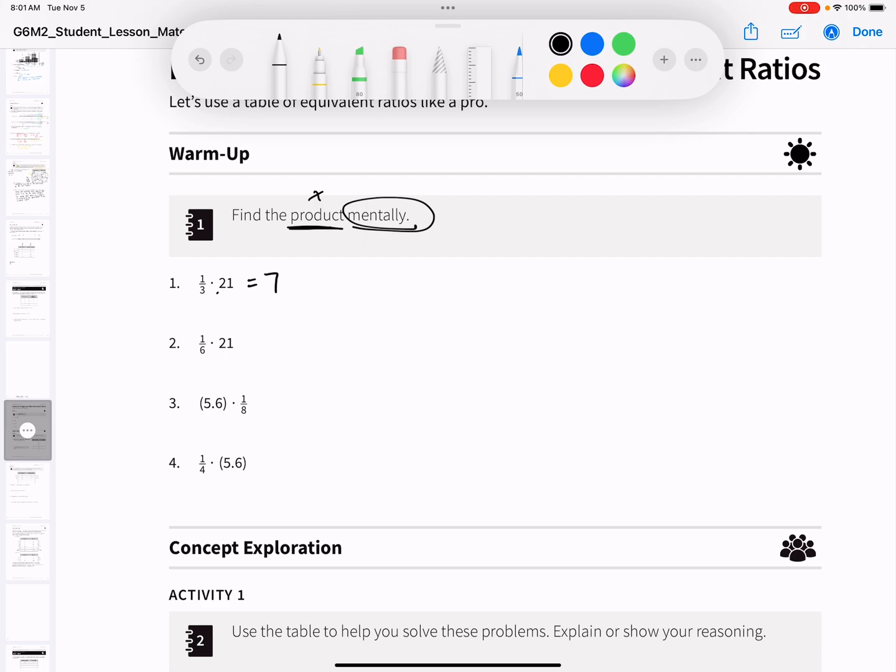Then I have 1/6. I know 1/6 is half of 1/3. So I don't know what 1/6 times 21 is, or 21 divided by 6, but I do know that I could take 7 and divide it in half and get 3.5, and that is that answer.